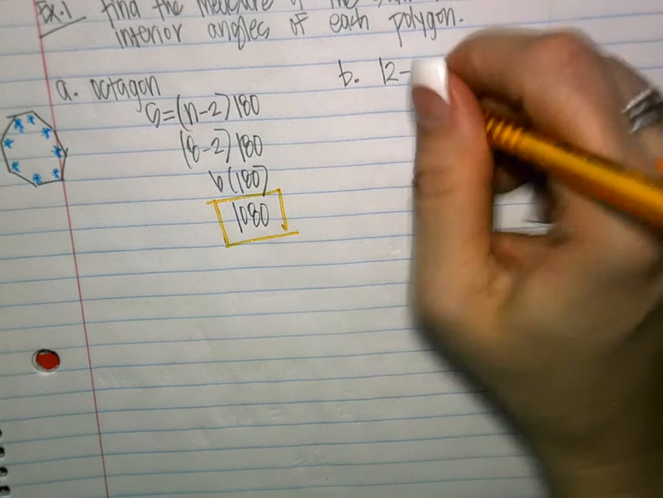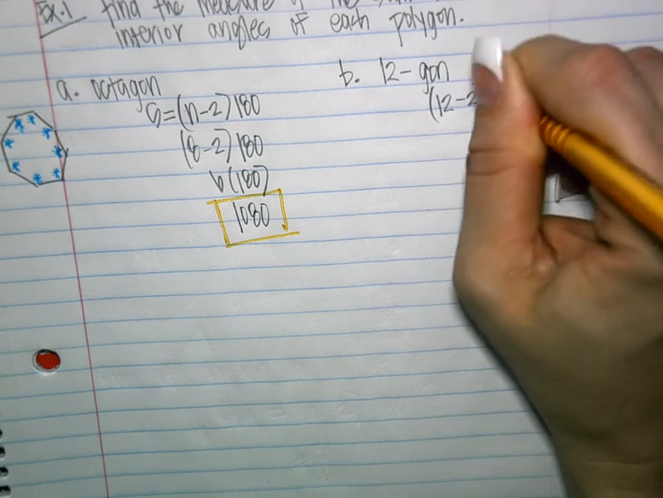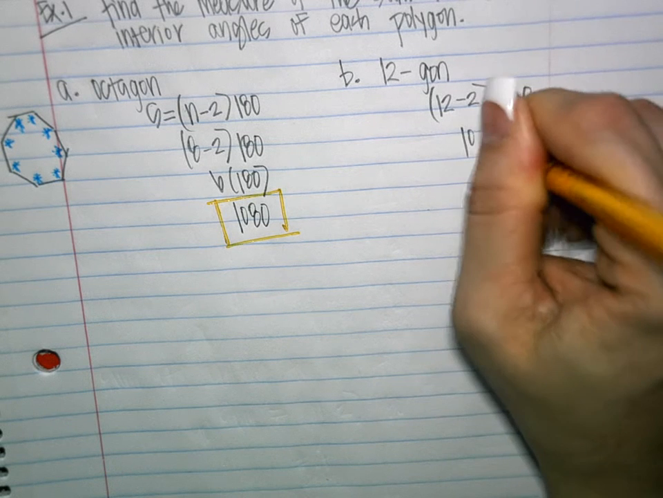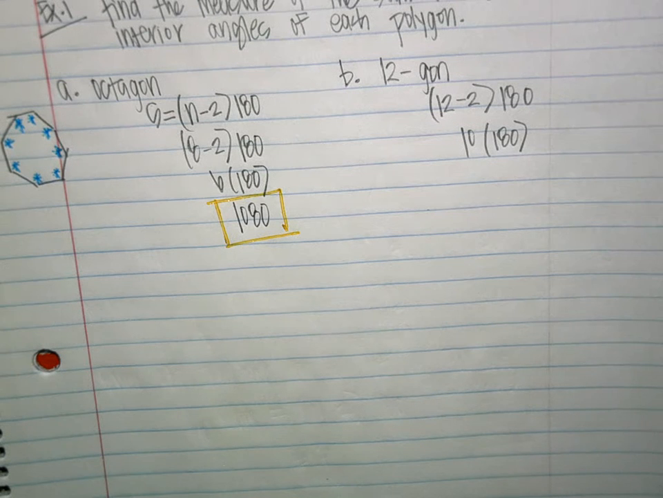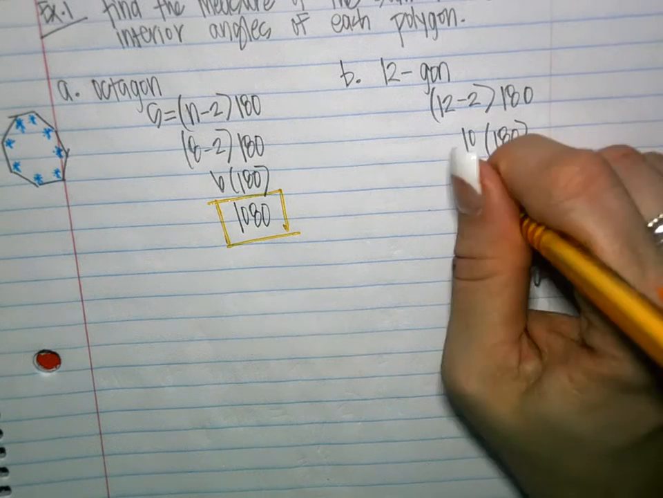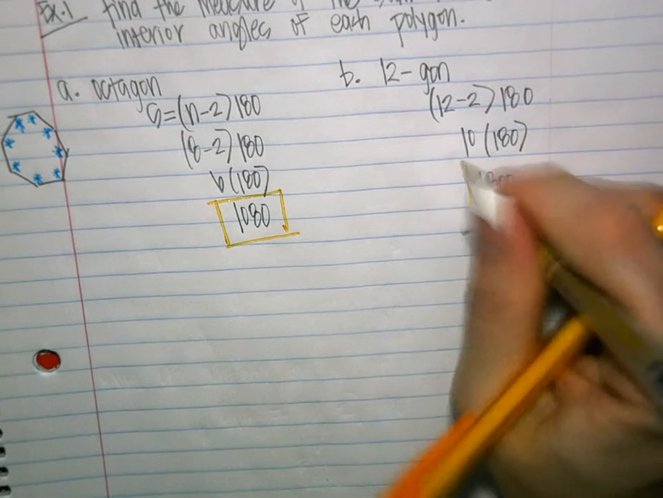So you should be plugging in the number of sides, 12, minus 2, multiplied by 180. Heptagon, octagon, hexagon, pentagon. Okay, so what is the sum of the interior angle measures? 1,800, yes, 1,800. Okay, so that one should be super simple. You guys are just plugging things in.